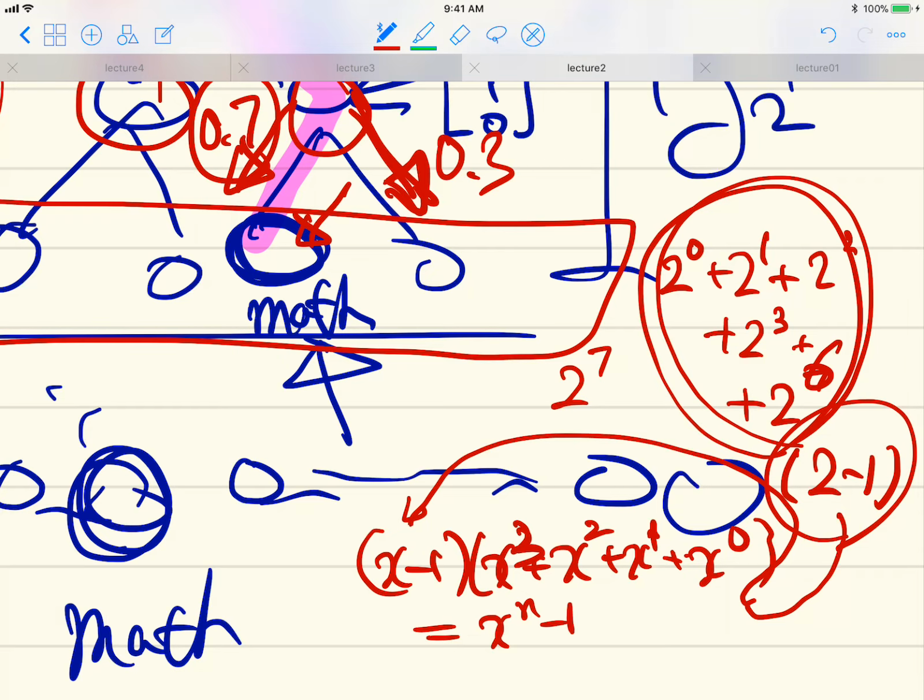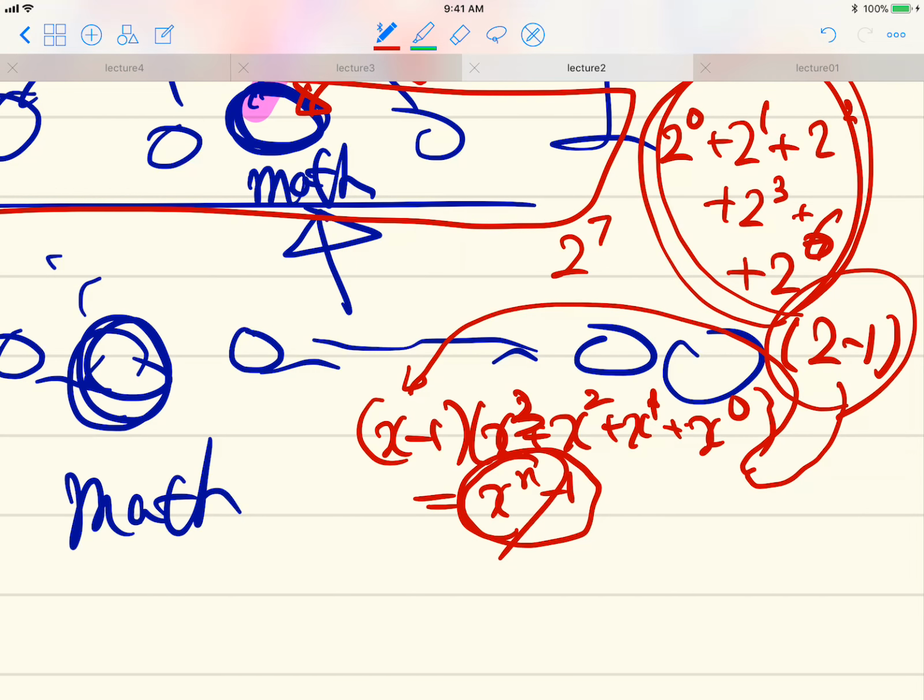So this 2 minus 1 corresponds to x minus 1 because x is 2. And then x to the power of 0, 1, 2, 3, and so on. And then summing up all of them, it will be this guy, right? And then what is this guy? This guy is the number of leaf nodes that we have. And so it will be 128, which is the same as this 2 to the power of 7.